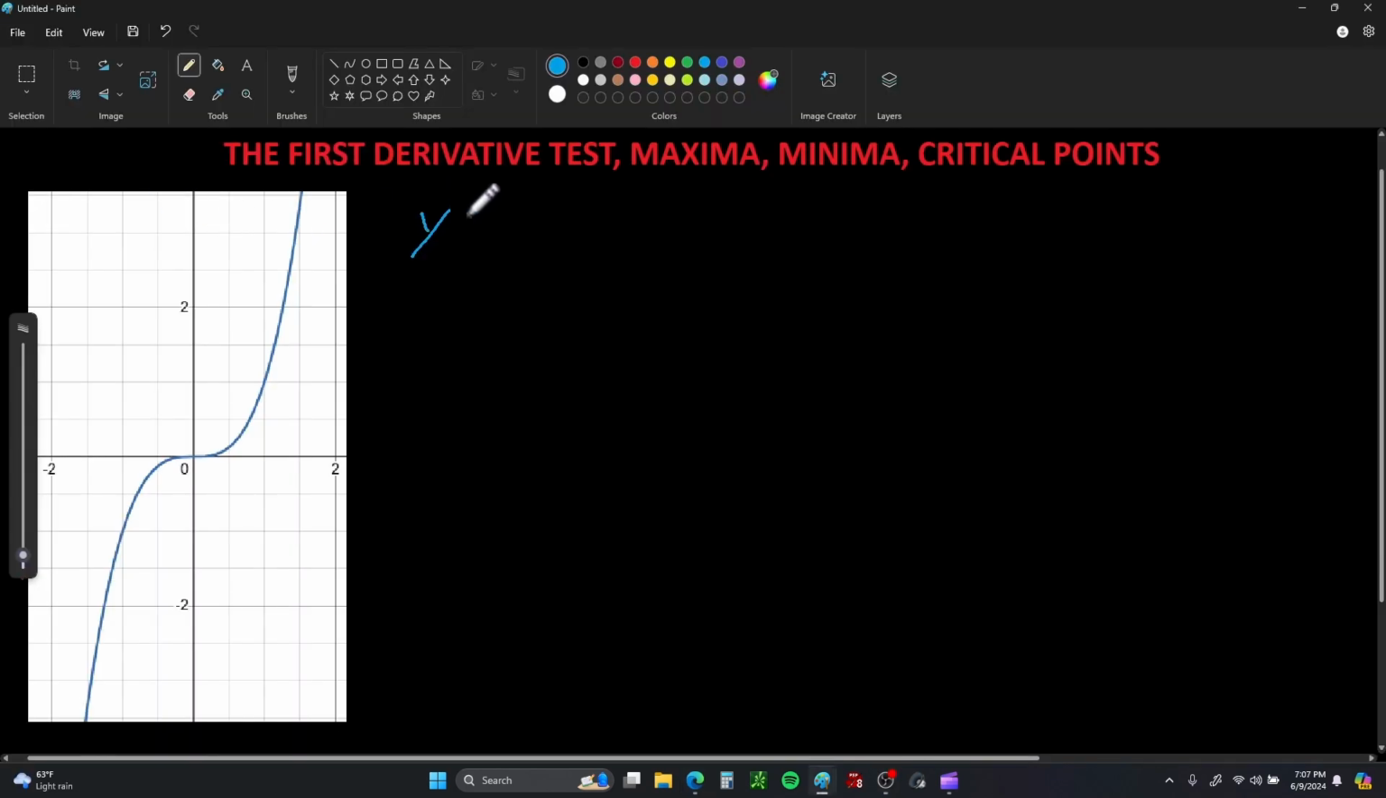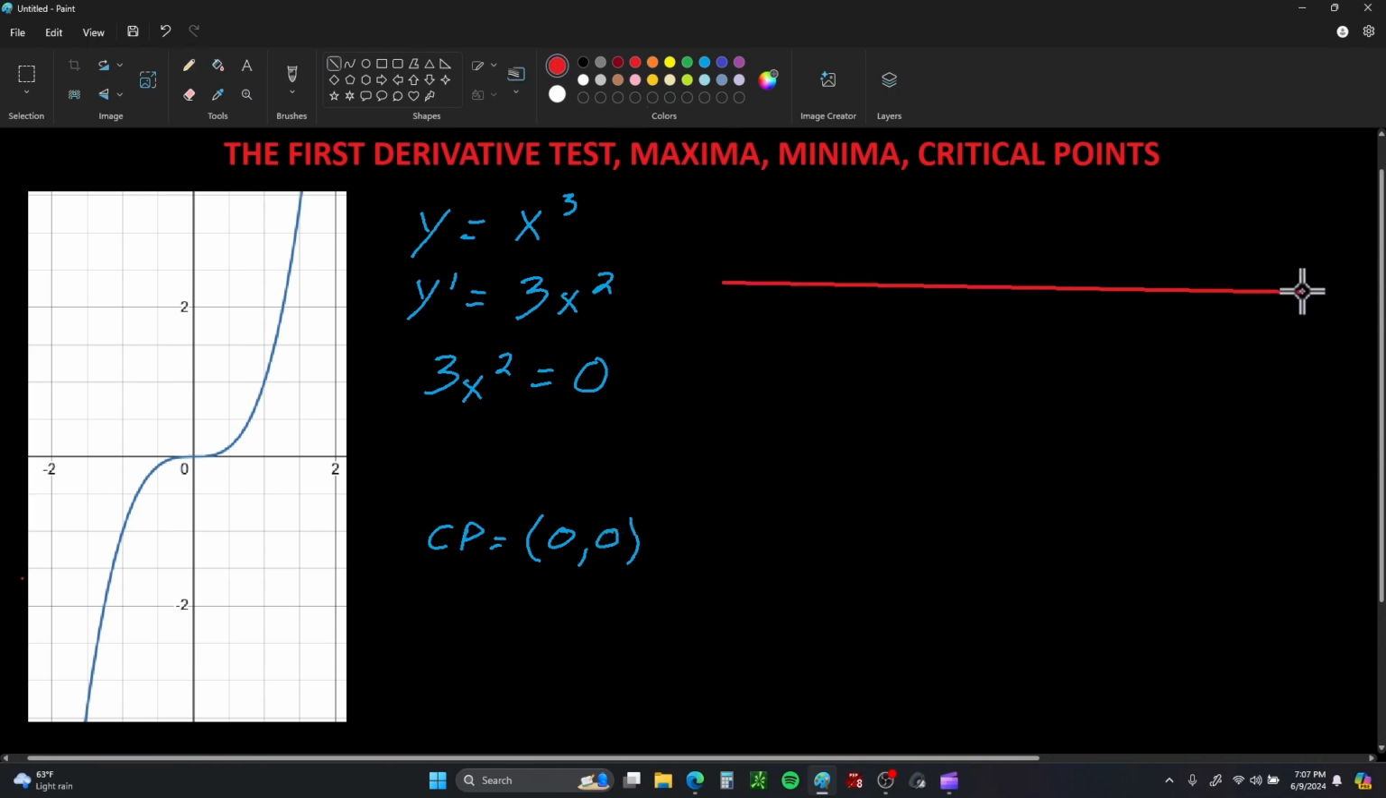Our original equation is y equals x cubed. Then to perform the first derivative test, I take the first derivative of the function, which is 3x squared. I set that equal to 0. And the only way to get 0 is if x is 0. So far with my critical point, I know the x coordinate is 0. Now I take that 0 and I go back to the original equation. I put a 0 in here, and the y coordinate is also a 0.